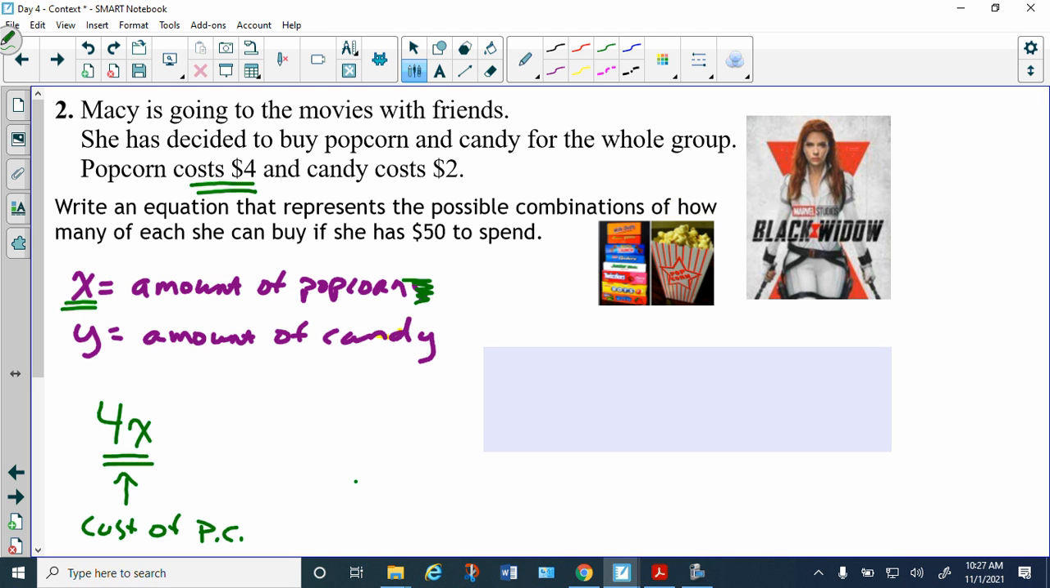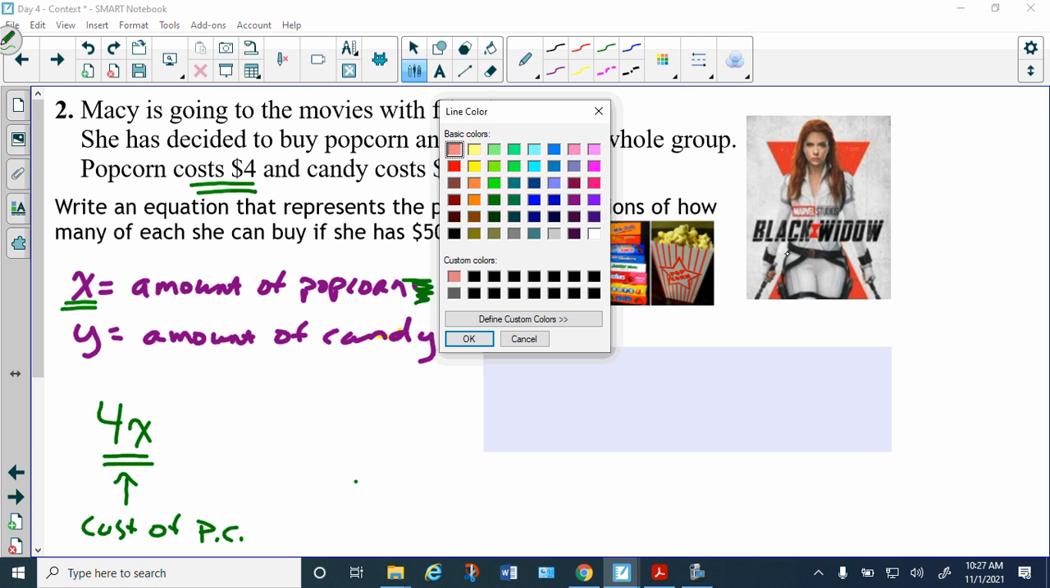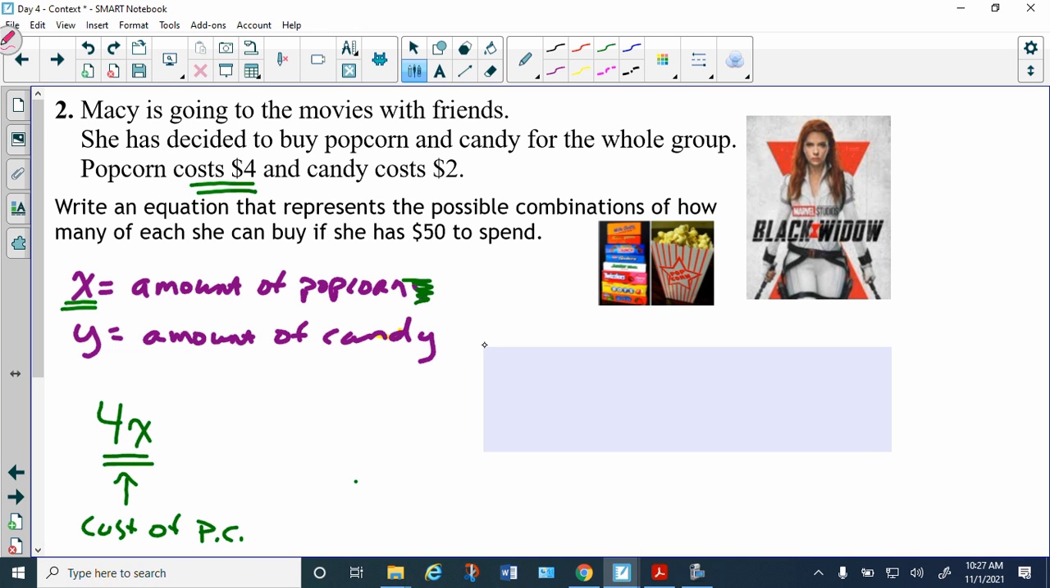And then we can do the same thing with the candy. Since y represents the amount of candy, and we know candy costs $2, apparently all candy at this place costs $2. If she bought 2 candies, it'd be 2 times 2. If she bought 3, it'd be 2 times 3. If she bought 4, it'd be 2 times 4. But we don't know how many she's going to buy. So y stands for the amount of candy she's going to buy, and the cost is 2 times y. So the 2y is the cost of the candy, depending on how much she buys.